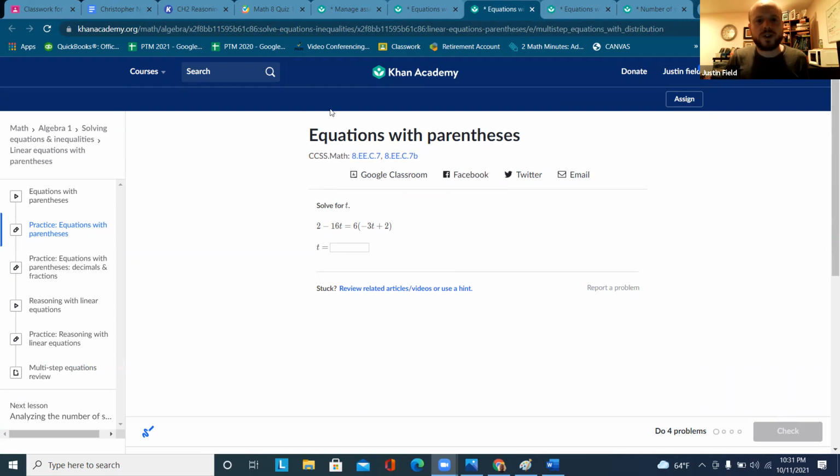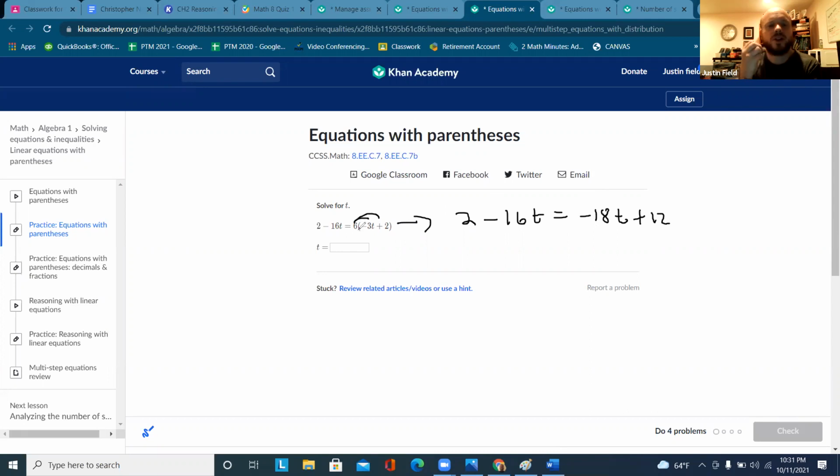The first one was distribute. So let's distribute that 6. Simplify a little bit. So now we're going to rewrite the left side, and the right side is going to become negative 18t, because negative 6 times negative 3 is negative 18. 6 times 2 is 12, so positive 12.